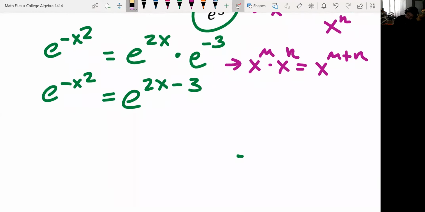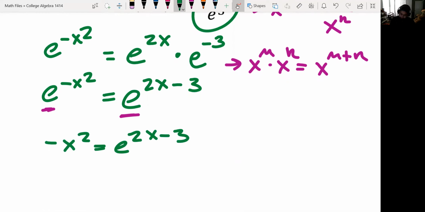And now we get to use that equality property. Same base on both sides. We've narrowed it down to a single base on both sides. Set the exponents equal to each other and solve for x.